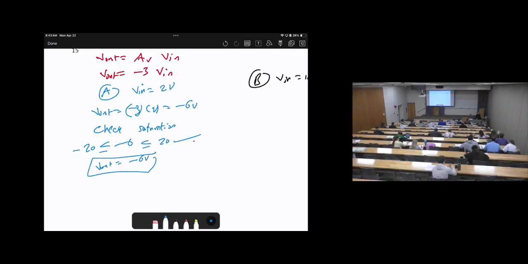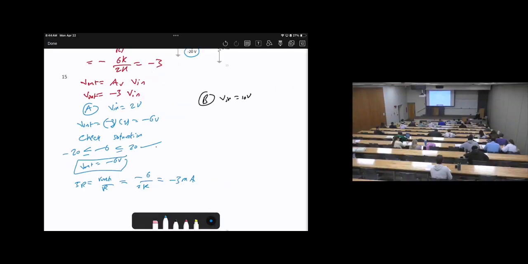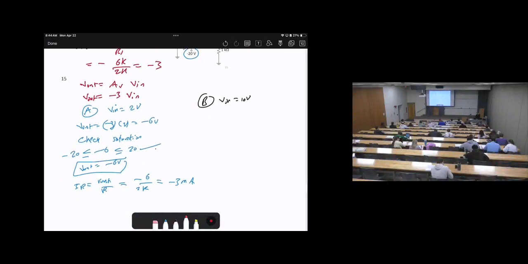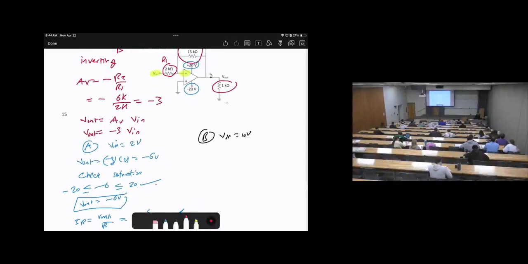No problem with that. So how to calculate the currents? I_R will be Vout over R. Vout here is negative 6, R is 1 kilo. Then this will make it negative 6 milliamperes. Again, how did I get 1 kilo ohm? It is given here, 1 kilo ohm. 1 kilo, that will make it 6 milli.